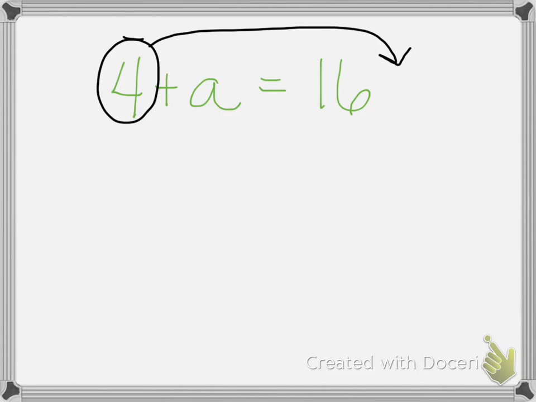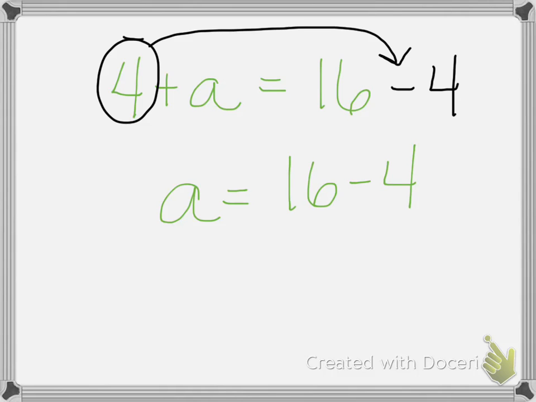So what we're going to do is take that positive 4 and move it across the equal sign. When it moves across the equal sign, it becomes a negative 4. Once we have that, we can rewrite our question. So we have a equals 16 minus 4, and a is going to equal 12.